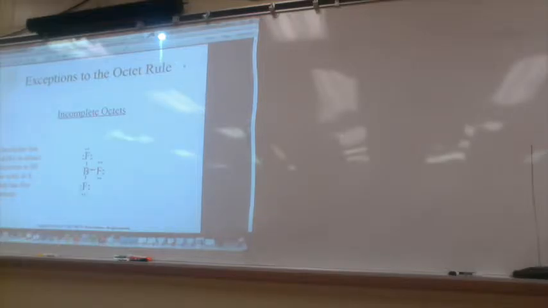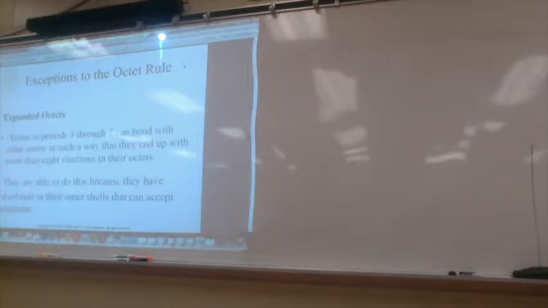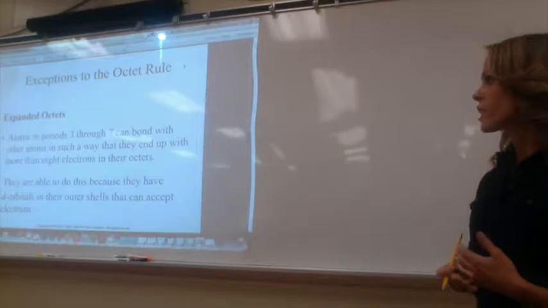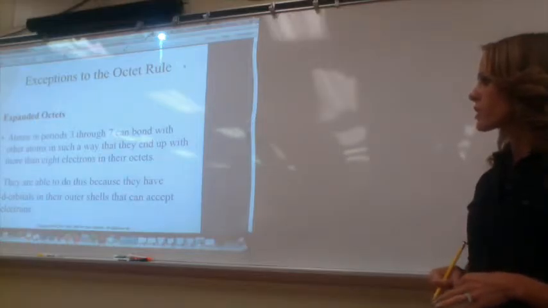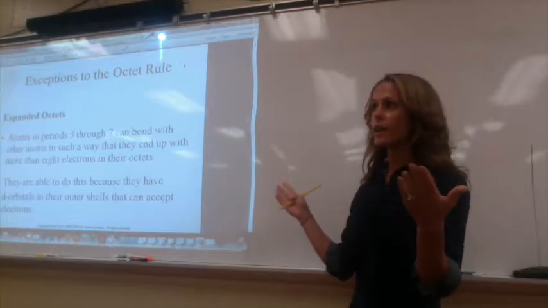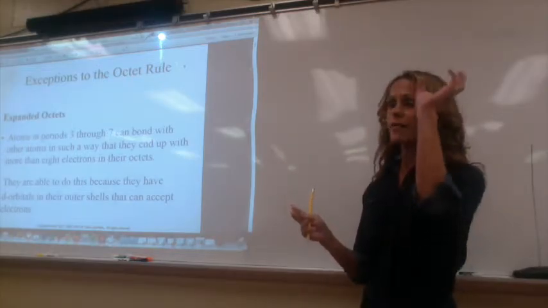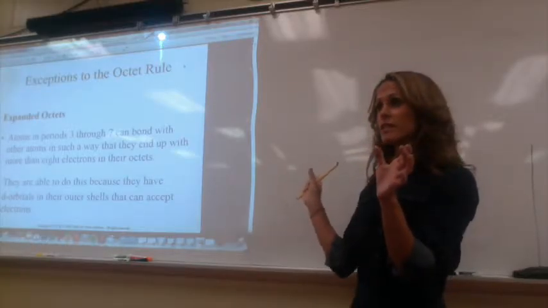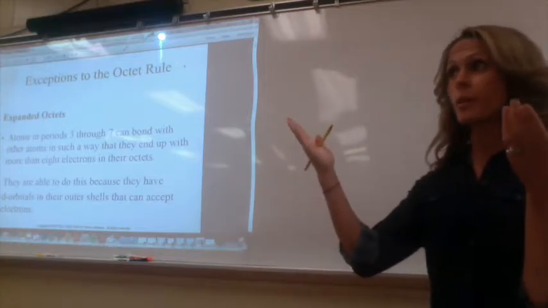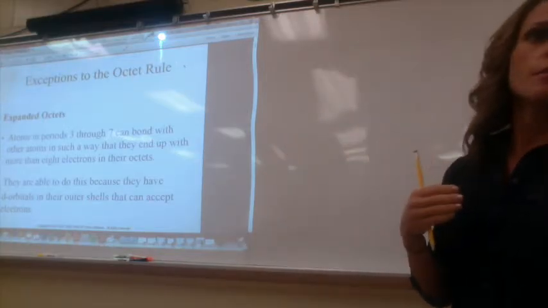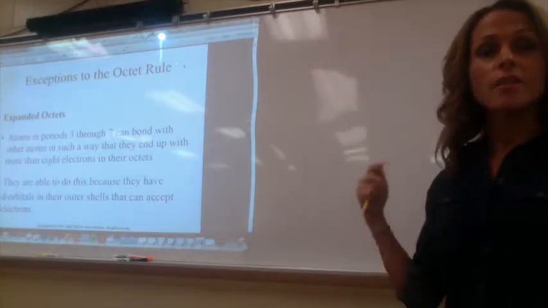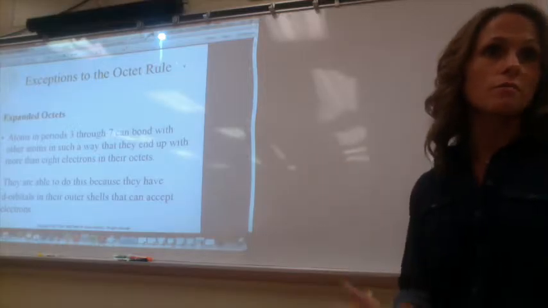Then there's a few others that we'll look at that are expanded octets. So an expanded octet occurs in periods 3 through 7. They can bond with other atoms in such a way that they end up with more than 8 electrons in their octets. They're able to do this because they have d orbitals in their outer shells that can accept electrons. So when we typically look at the periodic table for electron configuration, we have ns2 and np6 as our outer shell, right? But there's always a d sublevel; starting at period 4, the 3d sublevel enters. So I could potentially not just fill electrons into the s and the p orbitals, but I could fill them into the d orbitals if I wanted to.